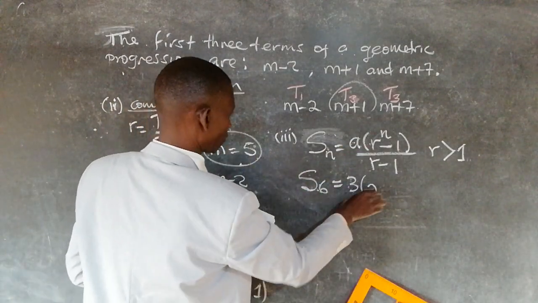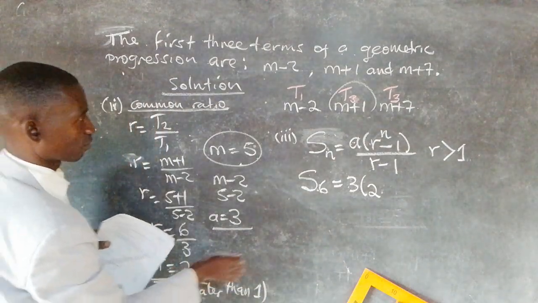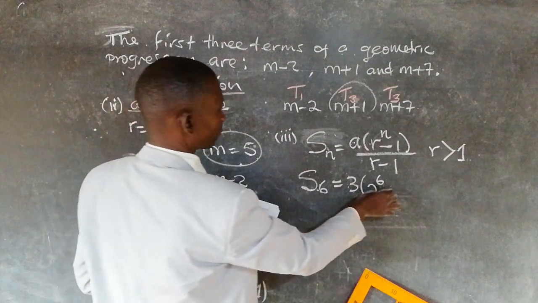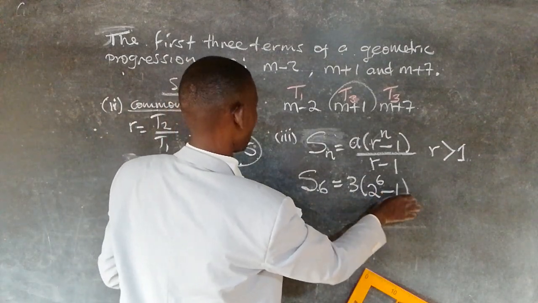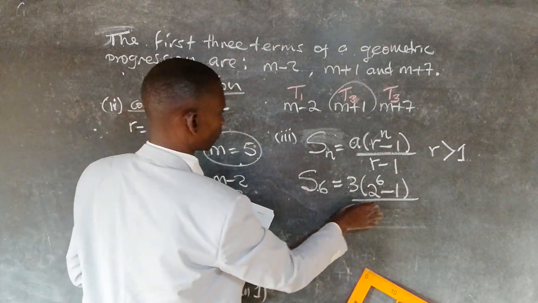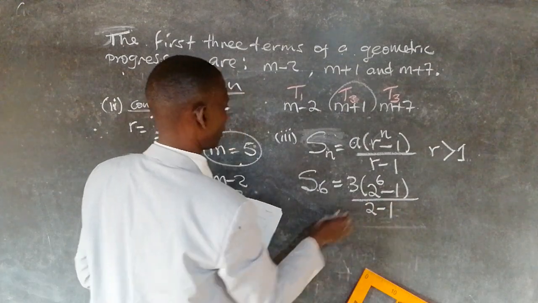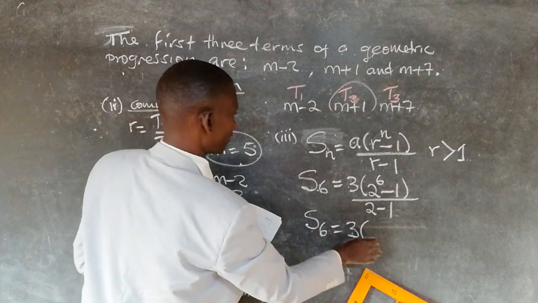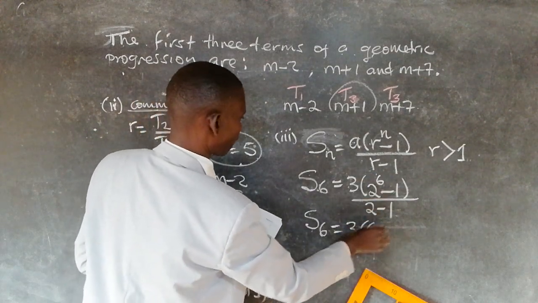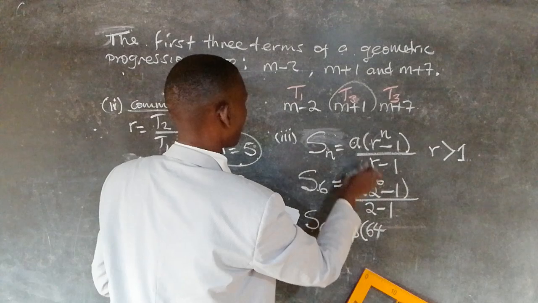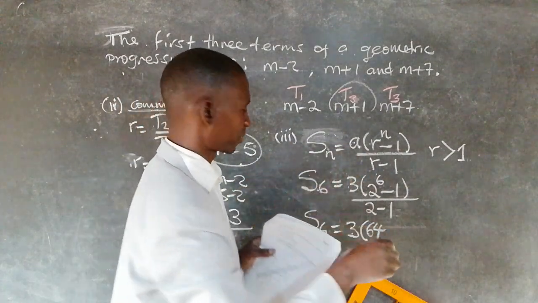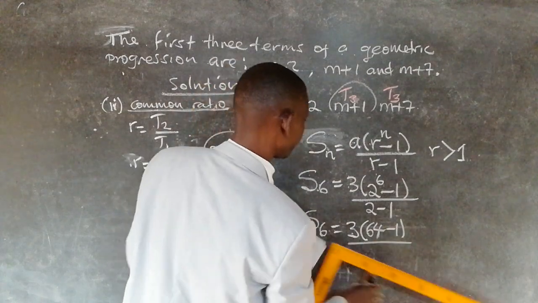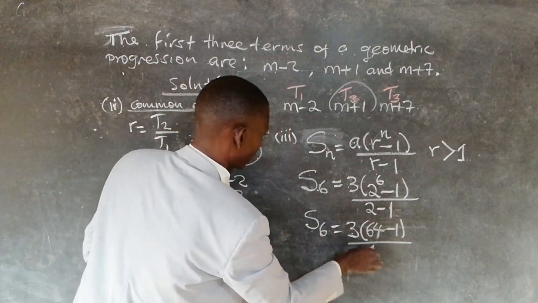Common ratio, it is 2. We have calculated the common ratio to the power 6 because they said sum of the first 6 terms. Then minus 1. We have brackets over common ratio, which is 2 minus 1. The common ratio is 2. So sum of the first 6 terms equals 3, 2 to the power 6, it is 64. Indices: 2 to the power 6 means 2 times 2 times 2, 6 times the same 2, you get 64, minus 1, over 2 minus 1, you get 1.